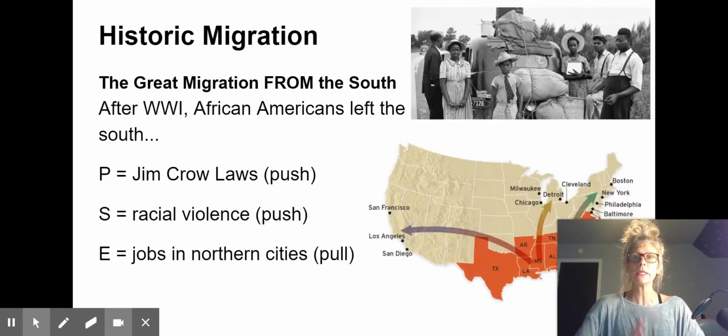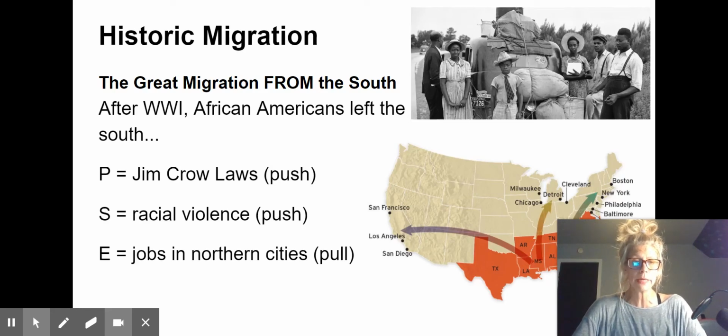All right, let's quickly look at historic migration and wrap this up. So there's two main great migrations in the United States. One's going to be the Great Migration from the South, and then we'll talk about the other one in just a sec. So after World War I, African Americans started leaving the South in droves.